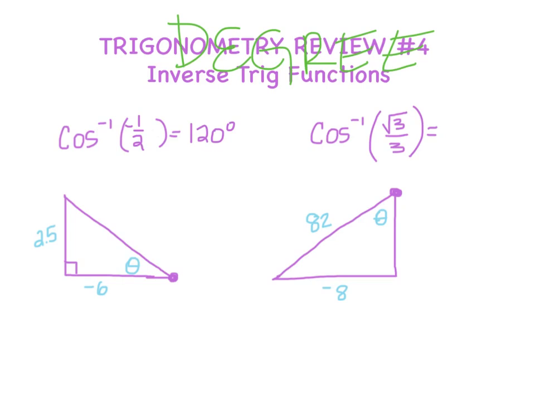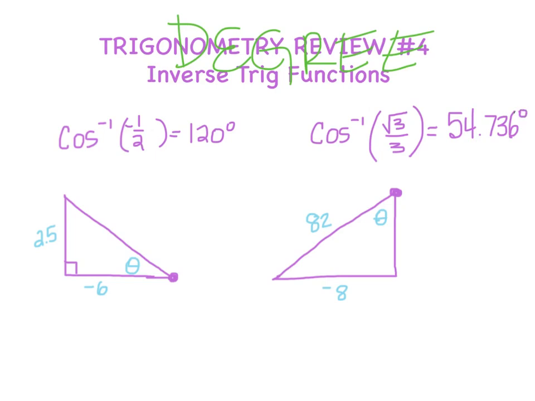So when I'm using the cosine inverse button, the inverse of cosine, I am putting in sides and getting out an angle. When I am using the cosine button, I am putting in an angle and getting out the side ratio. So continuing with the second one, if we put that in our calculators, I'm going to get, rounded to 3 decimals, 54.736 degrees.